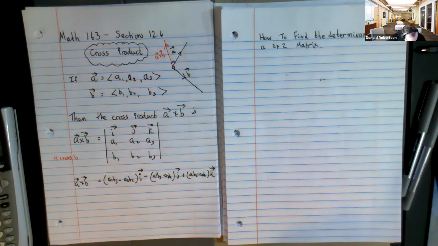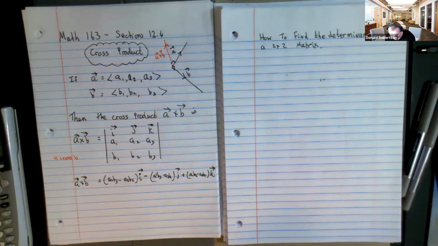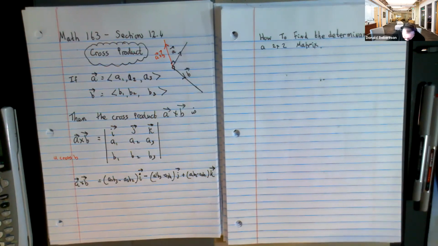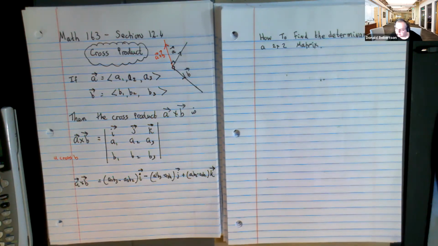So the bottom line is a cross product is a vector that's perpendicular to a and b, and this vector is unique except for length and direction, right? It's going to be the same vector essentially, but it might be longer or it might be pointing downwards.